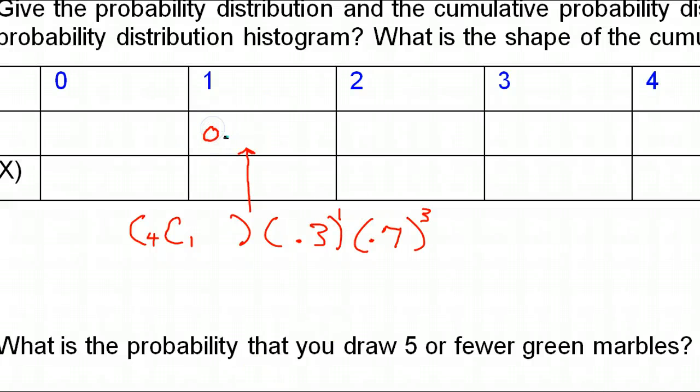Okay, so that's why this is 0.4116. And we would do that over and over again, 4 more times to find the others. Or you could use the function list feature of your calculator. So that's what I'm going to do right now.